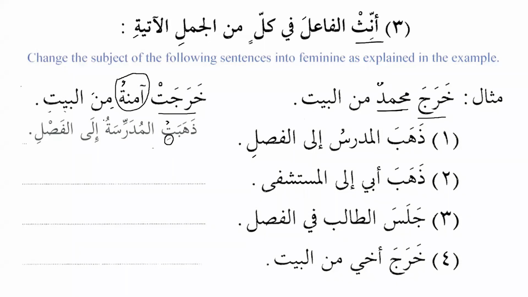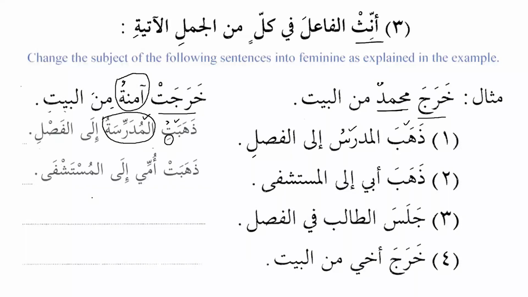And we have to make sure that the doer is according to the verb, okay? If the doer is feminine, then the verb will be feminine. And if the doer is masculine, then the verb will be masculine. ذهب أبي إلى المستشفى. My father went to the hospital. And now you want to say my mother went to the hospital. So how will we say? ذهبت أمي إلى المستشفى. My mother went to the hospital.